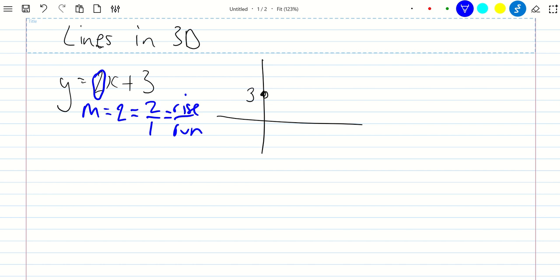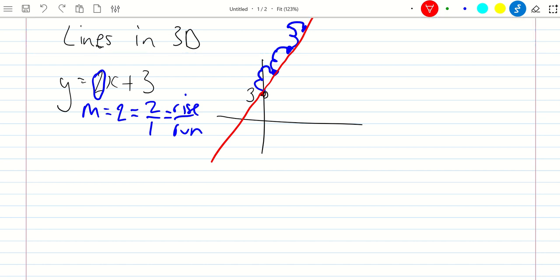So you start from the point 3, and then from there, you go up 2 and across 1, and you get to this new point. And then you go again. After that, you go up 2 and across 1, and you get this new point. Up 2 and across 1, and get this new point. And the line that we end up with just goes through those points, and that defines the line. So just to summarize, you have a starting point, 3, and then the number in front of the x gives you instructions about which direction it goes in.